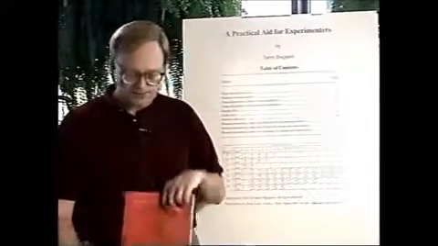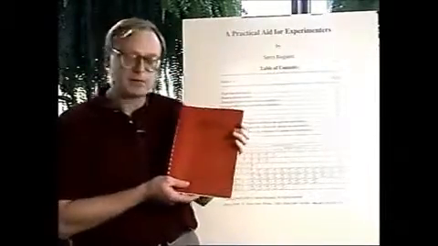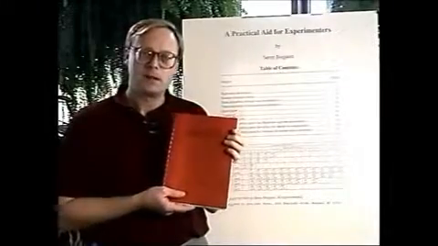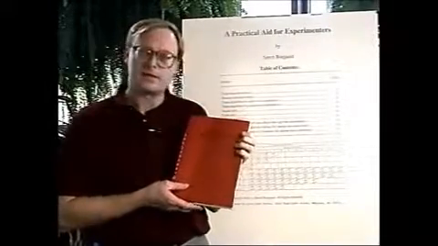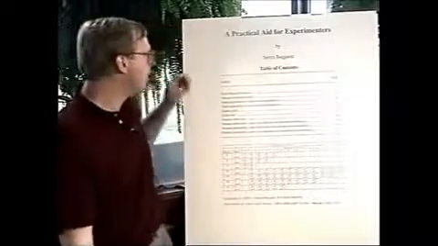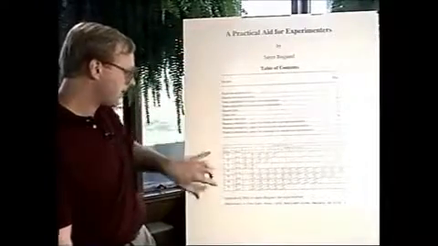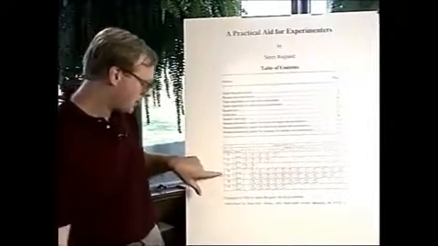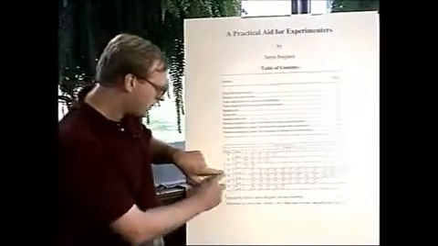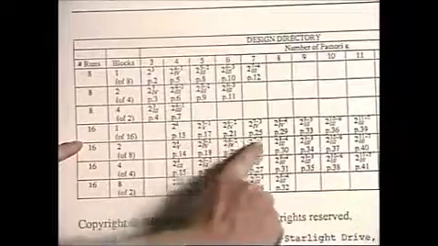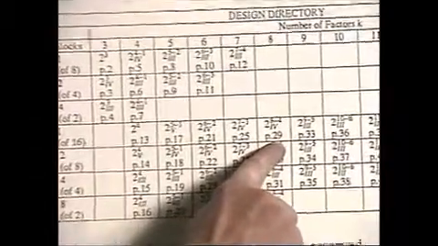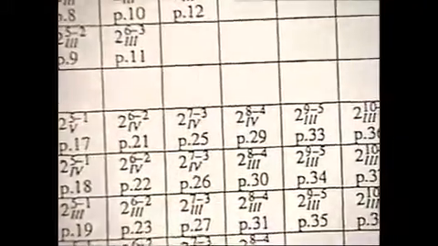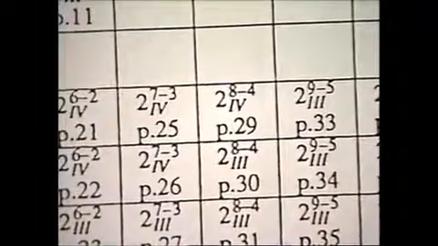We've collected these in this table called a practical aid for experimenters, and this provides you with all these designs. If you turn to page number 1, you will find the table of contents and a directory of all the designs. So for our helicopter experiment, we have 16 runs and we have 8 factors. So we go in here on the line that says 16 runs and go to the column that says 8 factors, and there you find that it says go to page 29.